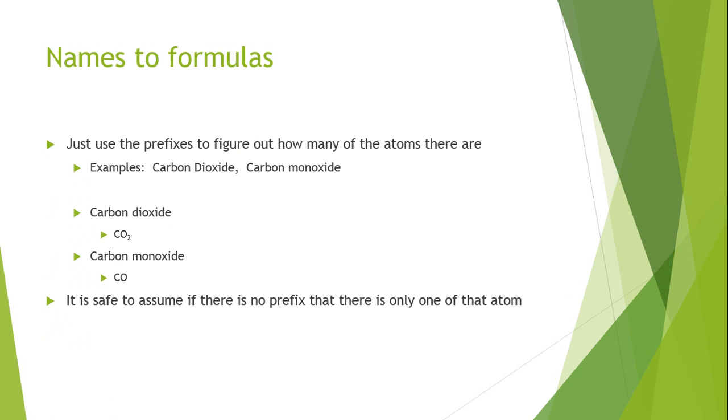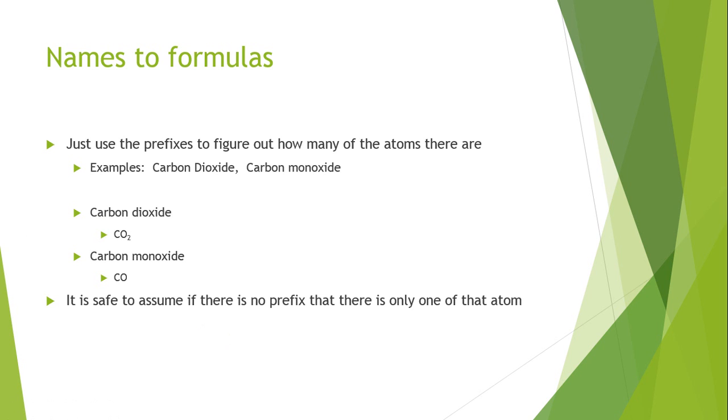So if we're going from a name to a formula, just use the prefixes to figure out how many of each of the atoms are involved. So if we have carbon dioxide, we have 1 carbon and 2 oxygen. We have carbon monoxide, we have 1 carbon, 1 oxygen. Again, it's safe to assume that if there are no prefixes, then there is only one of those atoms. So we don't write monocarbon dioxide and monocarbon monoxide, because frankly, chemists are kind of lazy, and so they leave out any unnecessary information. So it's safe to assume if there's no prefix, it's only one.